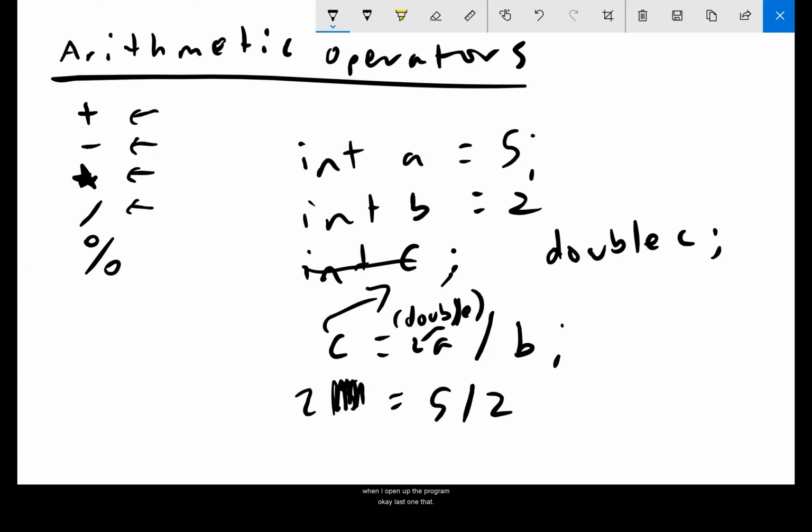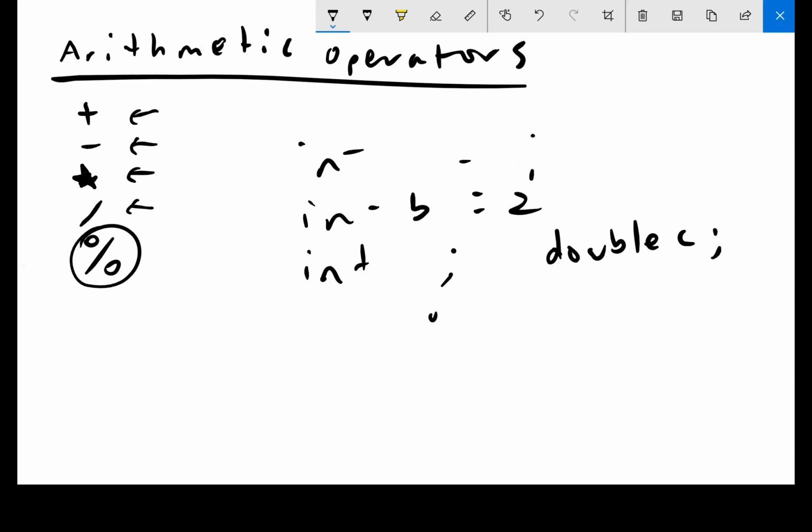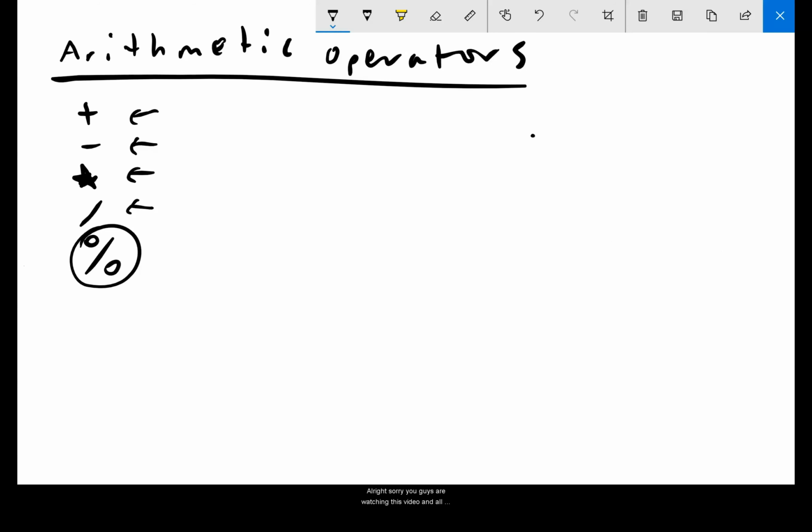Okay, last one that is real simple, but you guys haven't done this for a while, is figuring out the remainder of a division problem. Okay, so I thought this was going to be able to erase faster. Alright, sorry you guys are watching this video and all I'm doing is erase. It'll take forever.